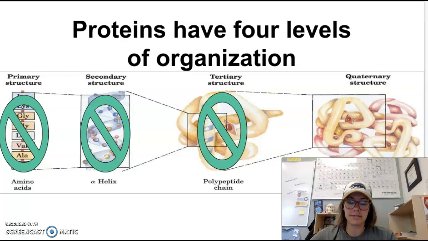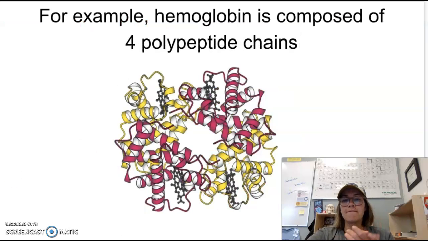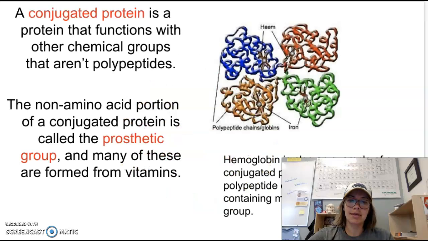quaternary structure. So this is the final level of organization of proteins. The quaternary results from interactions among separate polypeptide chains. So you've got all of these polypeptide chains interacting, and then they come together to form a quaternary structure. Notice here that collagen is a very linear one, whereas hemoglobin that's found on blood cells is much different of a shape. That's because hemoglobin is composed of 4 polypeptide chains, and this is called a conjugated protein. And that's because it's a protein that functions with other chemical groups that aren't necessarily polypeptides.